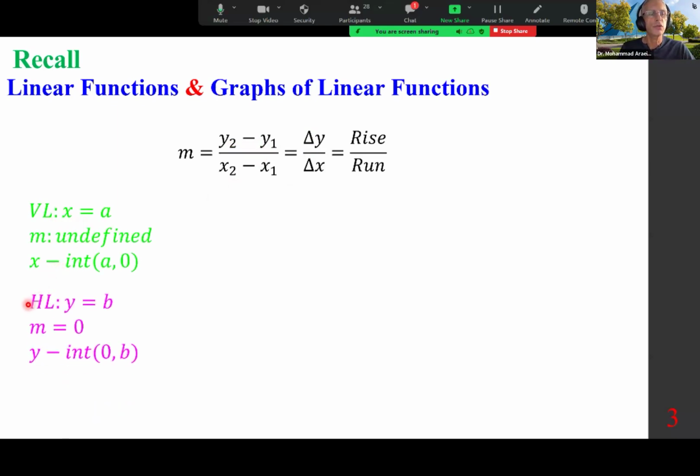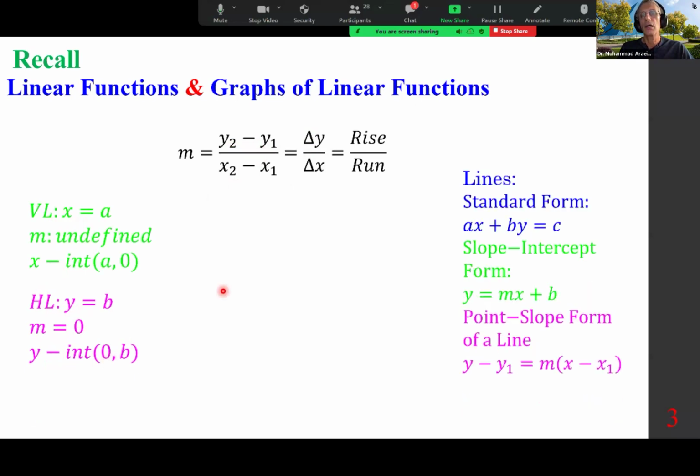Horizontal lines are in the form of y equals b. Slope is 0. Y-intercept is (0, b). There is no x-intercept. Lines are in the form of standard form, ax plus by equals c. Slope intercept form, if you solve for y, you get y equals mx plus b. Point slope form, y minus y1 equals m times x minus x sub 1.